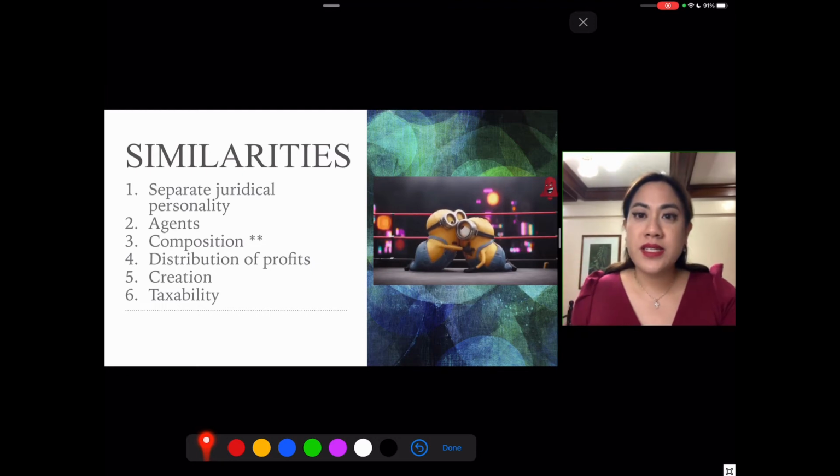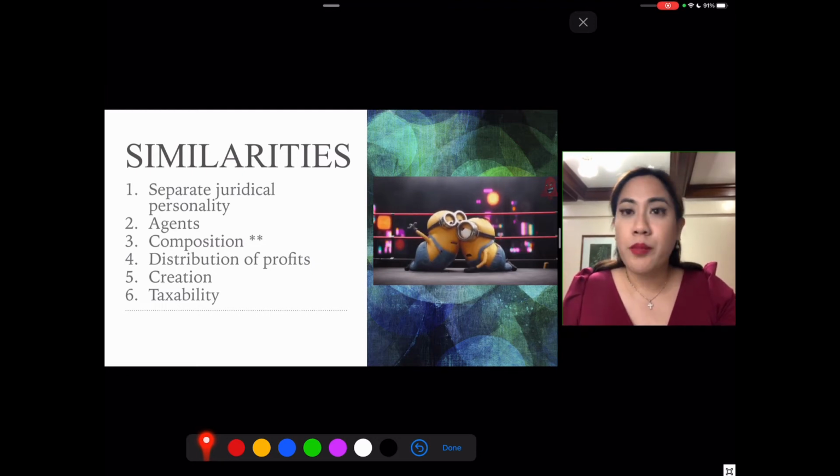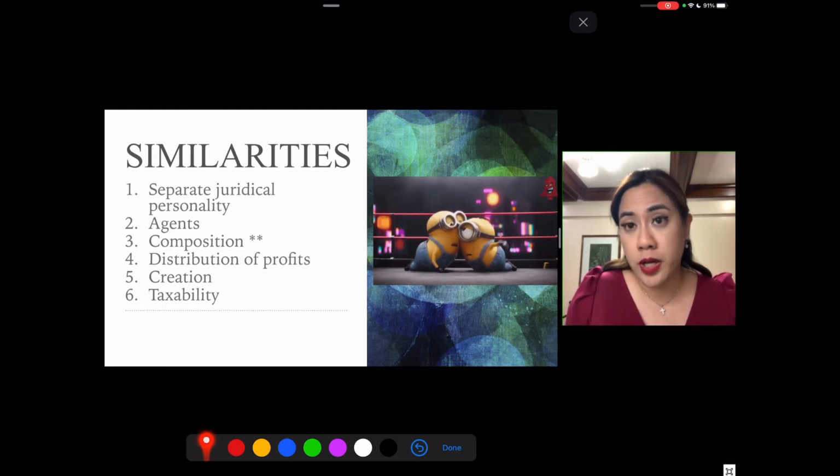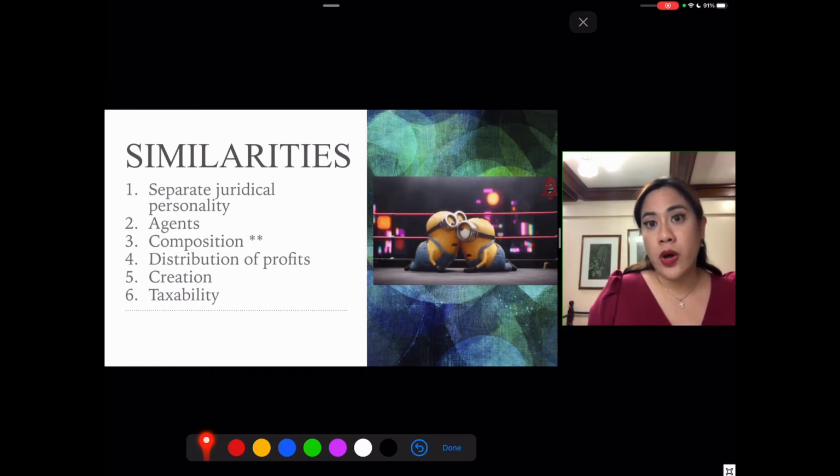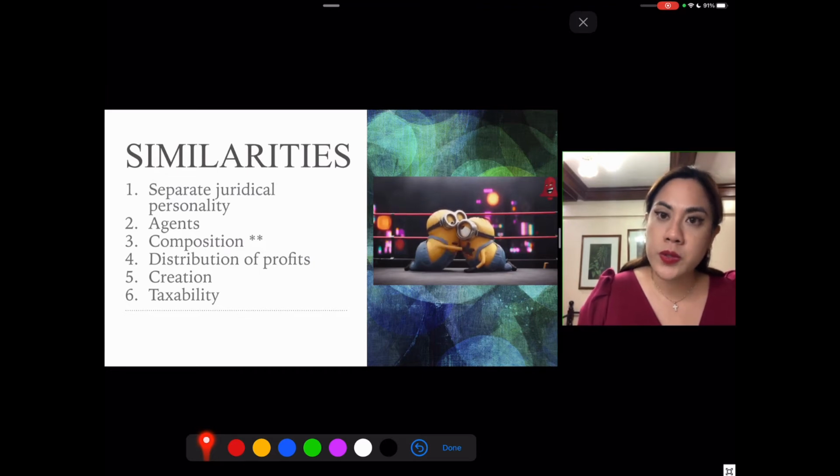In terms of the similarities, number one, they both have a separate juridical personality. Number two, both a partnership and a corporation act through their agents. Now, as to who the agents are, they're different. If you remember, again, I will mention under Article 1818 of the Civil Code, the partners are the agents of the partnership, whereas in a corporation, its agents are the board of directors.